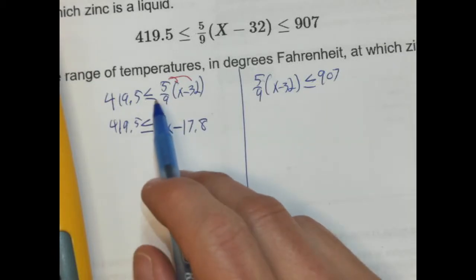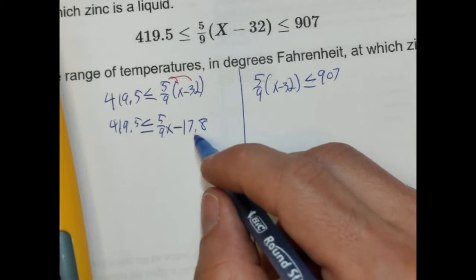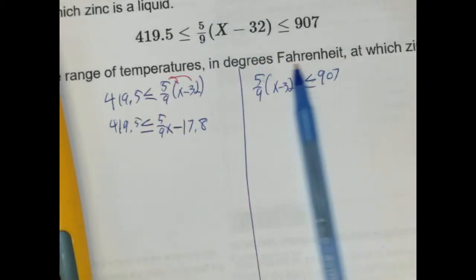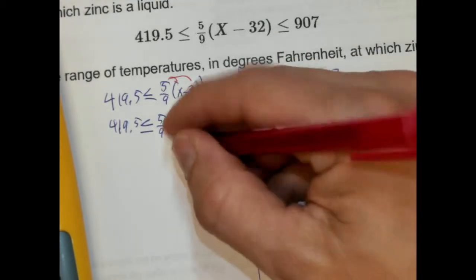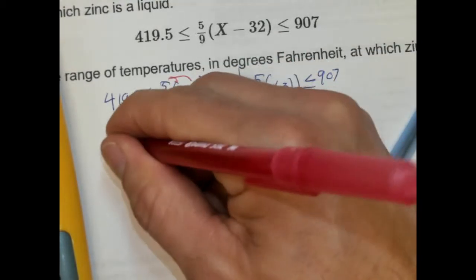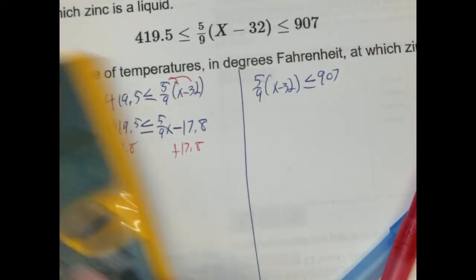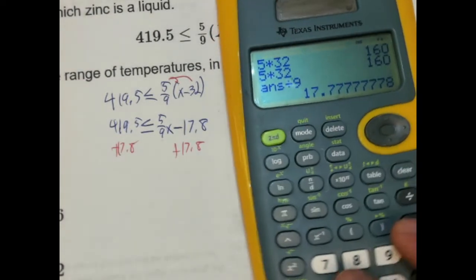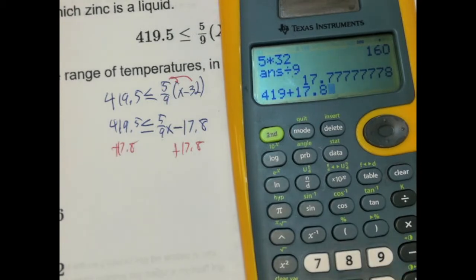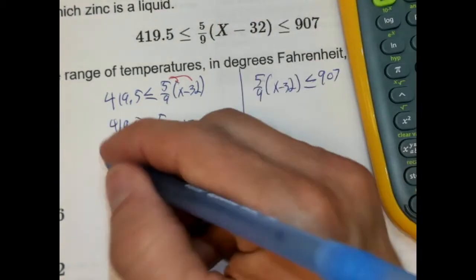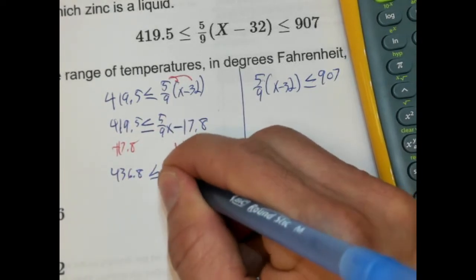This is where it's a little off. I should have multiplied by 9 here first, but that's okay, because I'm rounding here where I really don't want to. So we're going to multiply by 9 just to get rid of that. No, we'll get rid of this first. That's fine. Let's get rid of that constant. So we're going to add 17.8 to both sides. So 419 plus 17.8, 436.8 is less than or equal to 5/9 x.